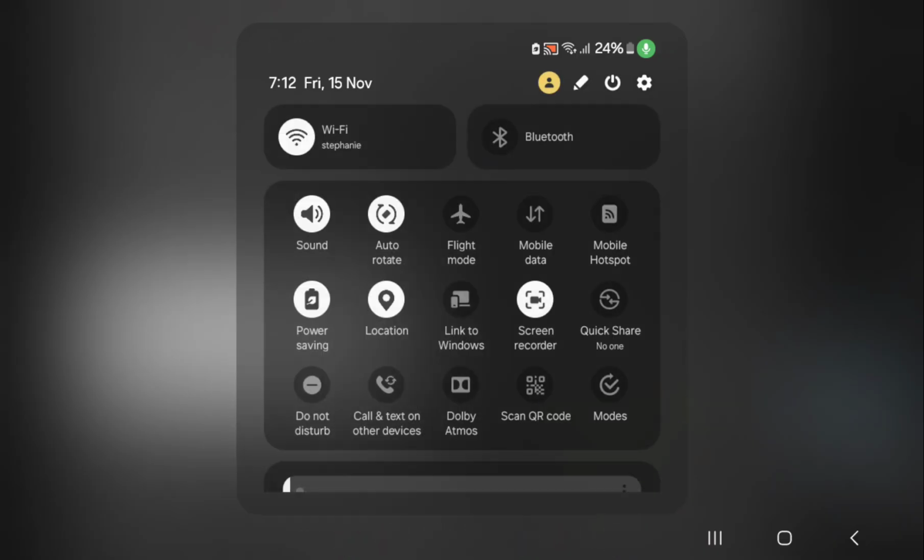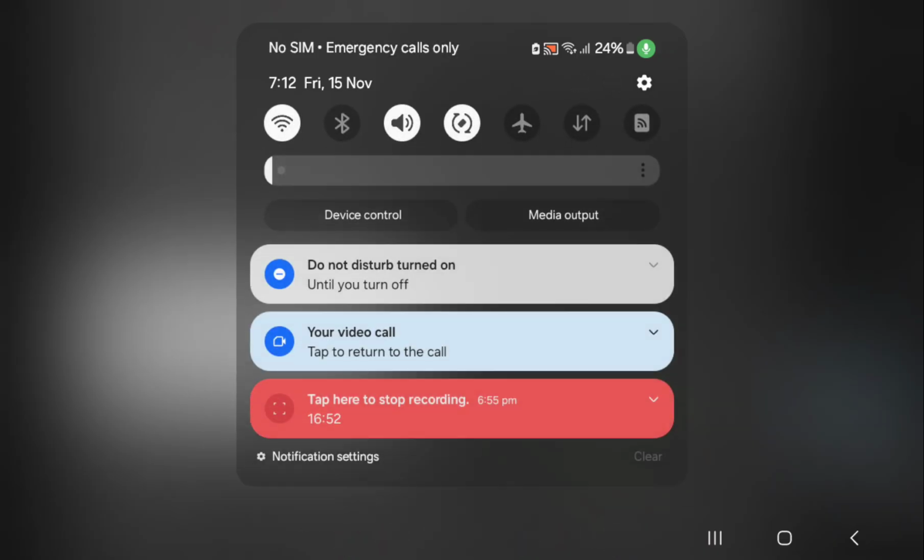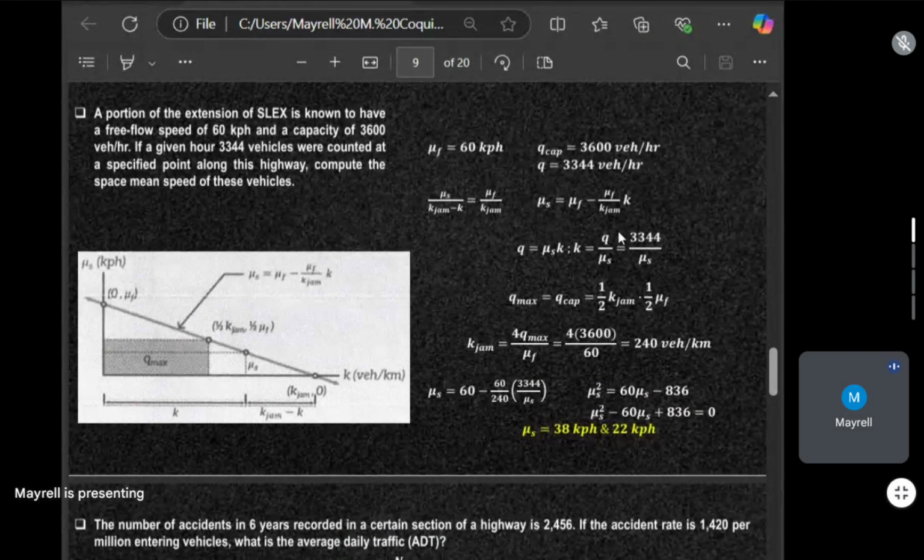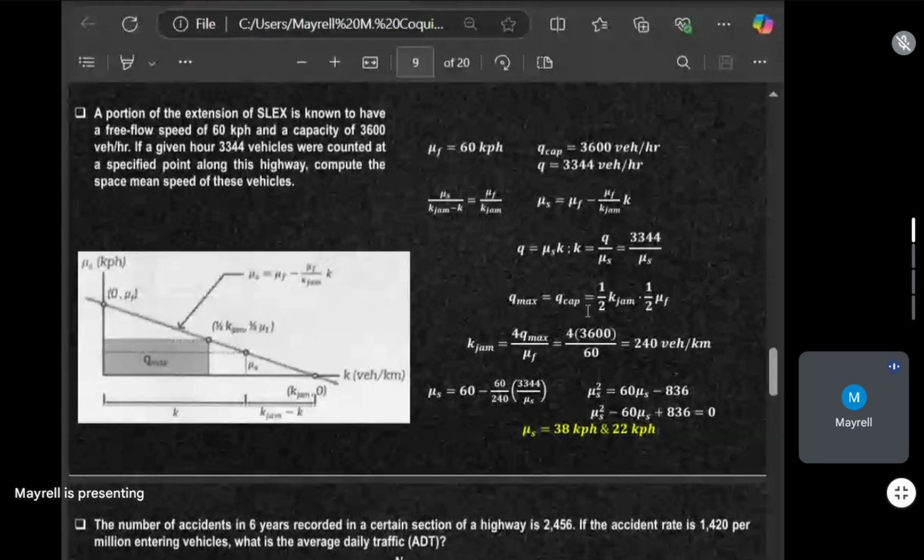We also have q equals mu s times k, so we can get the k to substitute here. So q over mu s is 3,344 over mu s, the space mean speed. And the q max is also equal to q cap, which is 1/2 of k jam times 1/2 of mu f. Okay, so assume that this is only one lane.